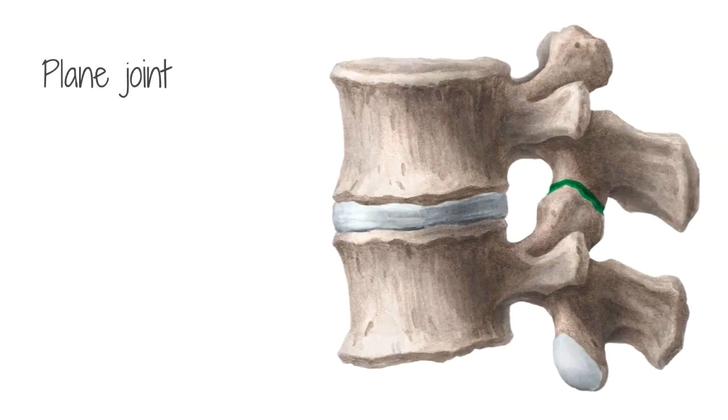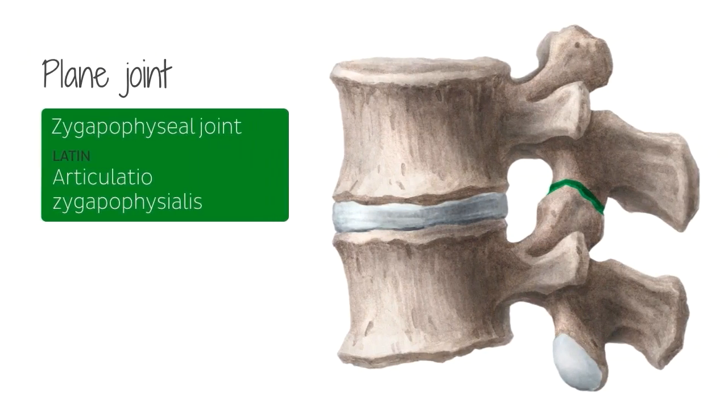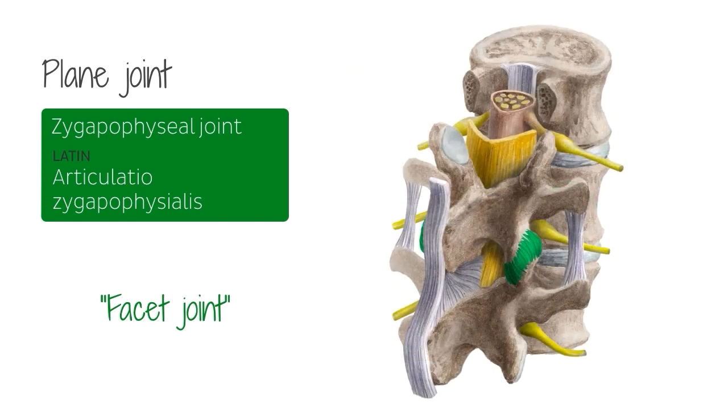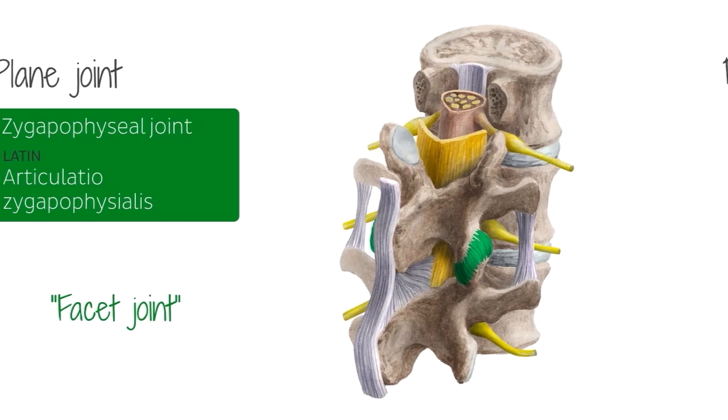The zygapophyseal joints of the vertebral arches are formed between the superior and inferior articular processes of adjacent vertebrae and essentially operate as plane joints, allowing superior-inferior movement of the vertebrae but limiting lateral movement. The zygapophyseal joints are also known as facet joints. Like the TMJ that we just saw, each facet joint is surrounded by a thin, loose capsule, as you can see here highlighted in green.